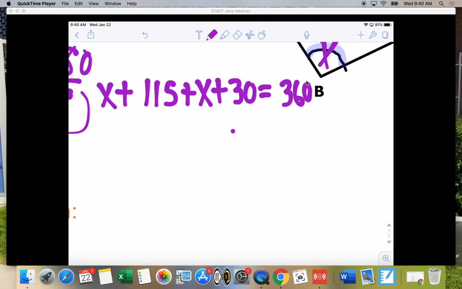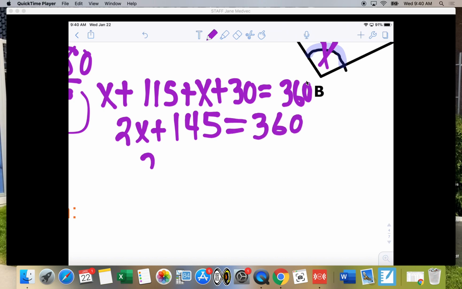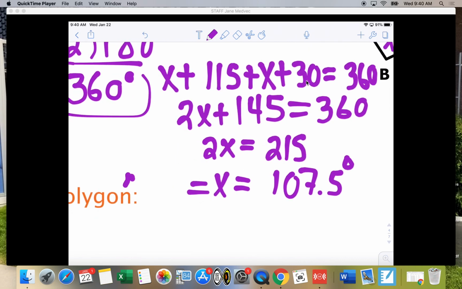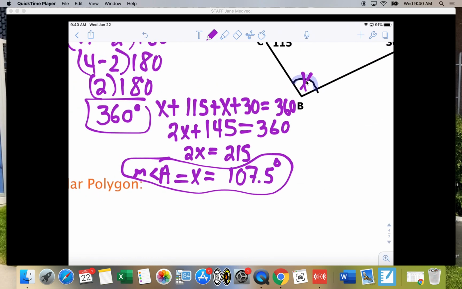Okay? Now, bring like terms together. So I get 2x plus 145 equals 360. 2x equals, what do I get? 215. Thank you, 215. Divide by 2, x gives me 107.5. 107.5, and it would be degrees, and I can also say this is the measure of angle A. So it answered my question.